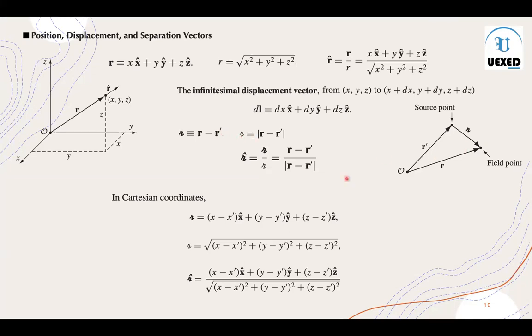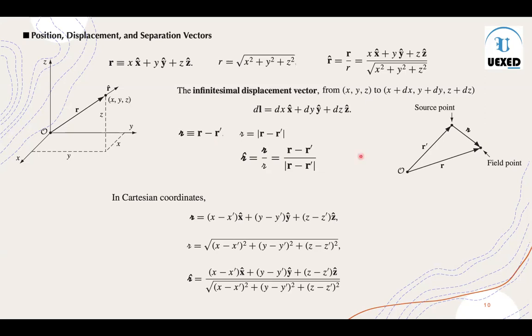Excuse me, sir. Here you used curly r is equal to r minus r dash. What does this symbol mean, sir? Yeah, so it means curly r is equal to the displacement, r minus r dash. Yes, so this means we are going to take the displacement from the origin.